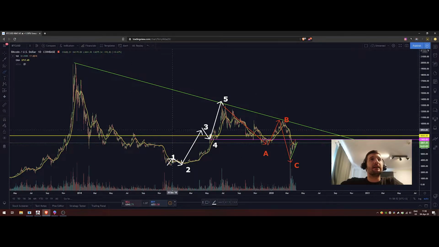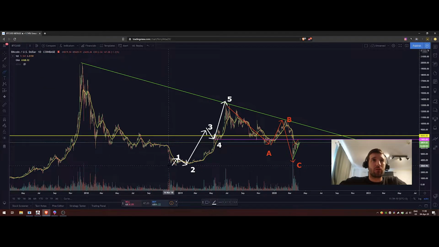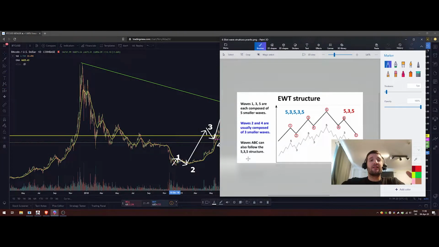So if we look at the full cycle of the last wave theory circle over here, we can see that it started when we bottomed out at $3,200. In this scenario, we bottomed out at $3,200 over here, and that is wave 1. Now one of the very important things to include over here is the rules that Elliott theory gives us. So waves 1, 3 and 5 are each composed of 5 smaller waves.